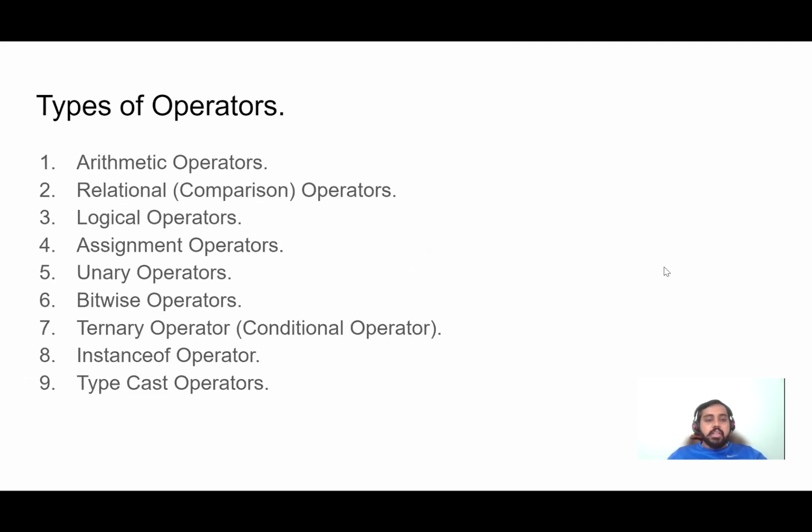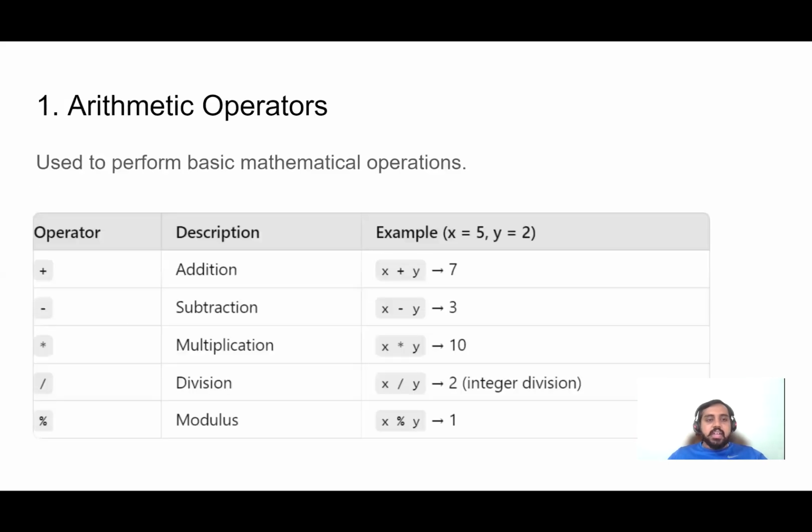There are nine types of operators available in Java. First is the arithmetic operator, then relational or comparison operator, logical operator, assignment operator, unary operator, bitwise operator, ternary operator, that is the conditional operator, instanceof operator, and typecast operator. We'll see one by one what all these operators are and how to apply them on variables. Okay, let's get started. First is the arithmetic operator.